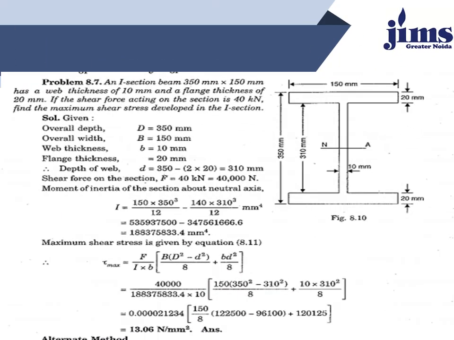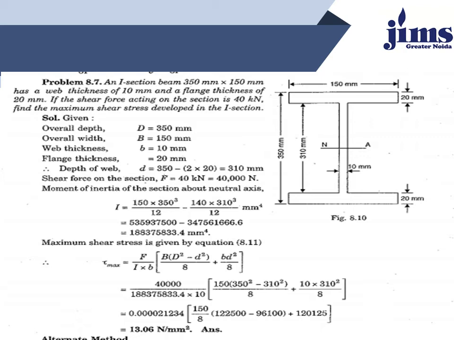The next question is related to I section. The I section of beam 350 mm cross 150 mm has a web thickness of 10 millimeter and flange thickness of 20 millimeter. If the shear force acting on the section is 40 kilonewton, find the maximum shear stress developed in the section. So in this case, b is equal to 10 millimeter, capital D is equal to 350, capital B is equal to 150, and the shear force is equal to 40 kilonewton, that is 40,000 Newton.